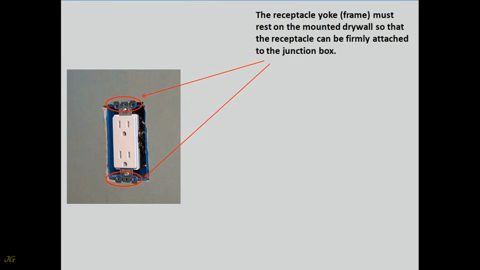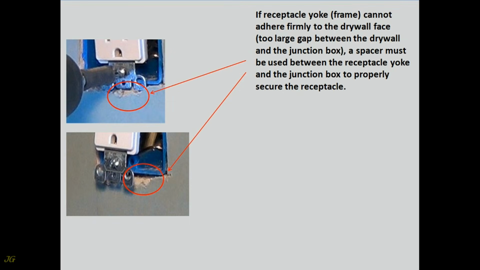The receptacle yoke, frame, must rest on the mounted drywall so that the receptacle can be firmly attached to the junction box. If the receptacle yoke cannot adhere firmly to the drywall face, due to too large a gap between the drywall and the junction box, a spacer must be used between the receptacle yoke and the junction box to properly secure the receptacle.